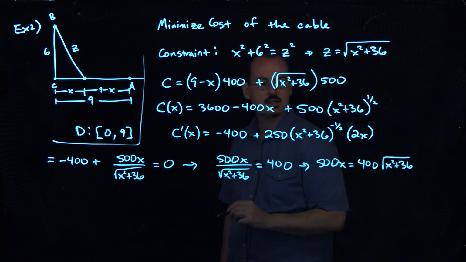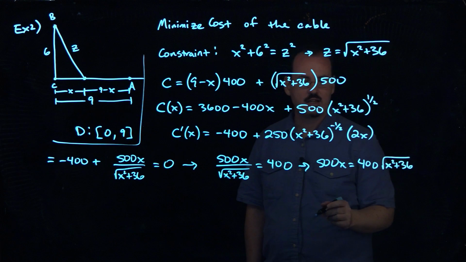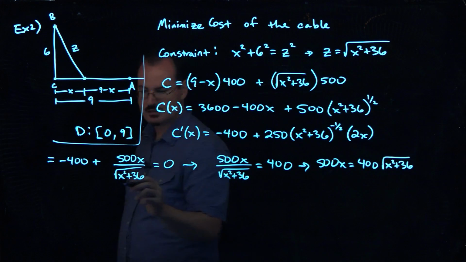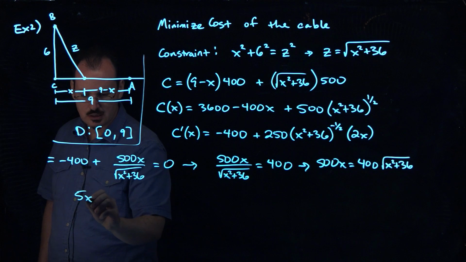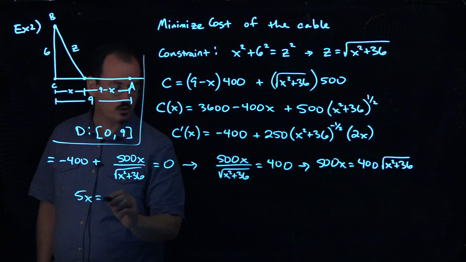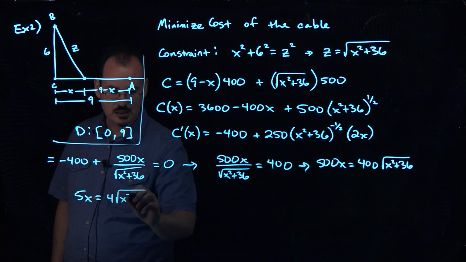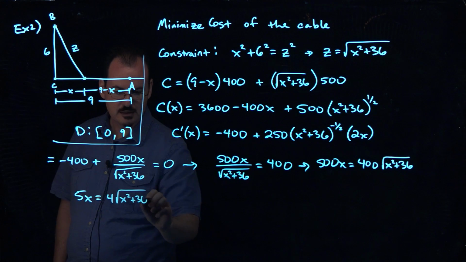Okay, so remember, what we're doing at this point is solving for critical numbers. If I divide both sides of this by 100, we'll get 5x is equal to 4 times the square root of x squared plus 36. Now I need to solve this for x.